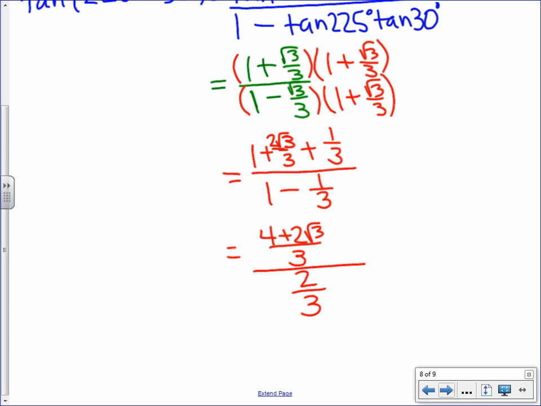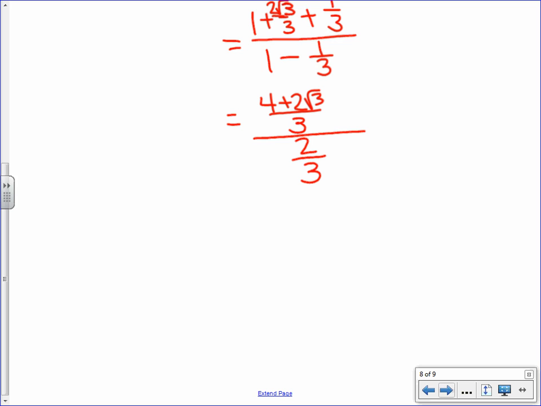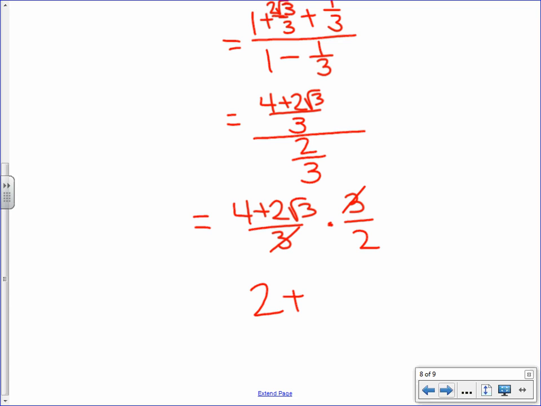Here's where it gets fun. I'm going to write this out for us here. We have 4 plus 2 radical 3 over 3 times the reciprocal. So what happens to our 3's? They cancel. What's 4 divided by 2? Plus 2 radical 3 divided by 2? Radical 3.